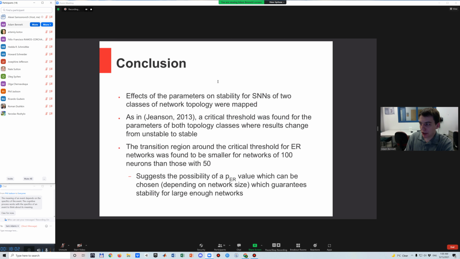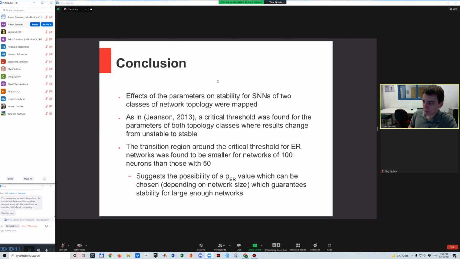So overall, what we've done is we've made a comprehensive map of the effects on stability of the resultant networks of two topology classes for a wide variety of the parameters. As in previous works, we've found a critical threshold where results change from being unstable to stable. We found that the transition region around that critical threshold is smaller for larger networks, which could have useful implications for associative memory tasks when we need to guarantee stability.